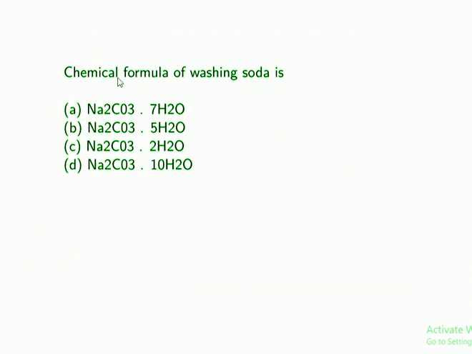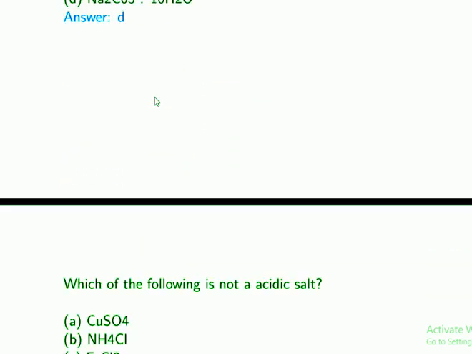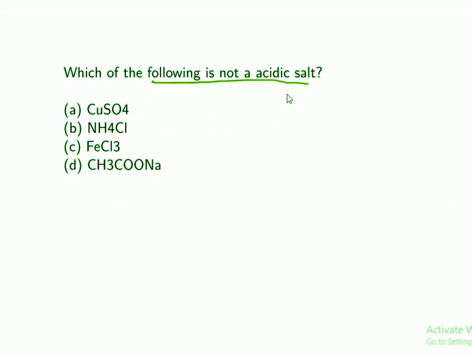Chemical formula of washing soda is Na2CO3.10H2O. This is the washing soda chemical formula. Which of the following is not an acidic salt? They are asking which of these options is not an acidic salt. CH3COONa is not an acidic salt.